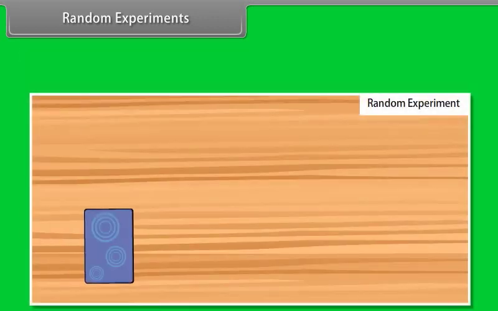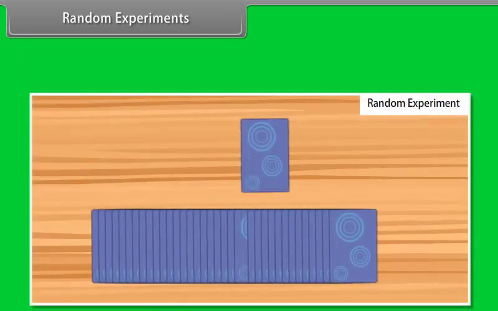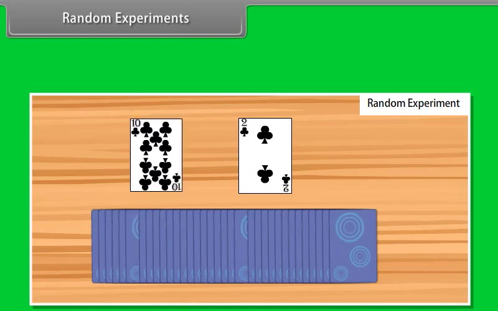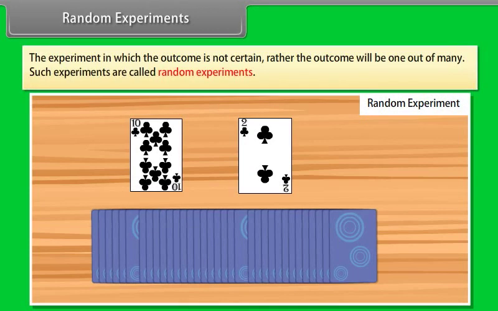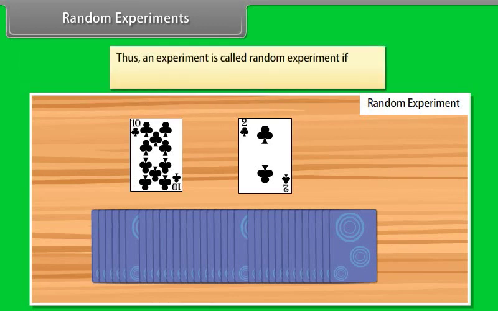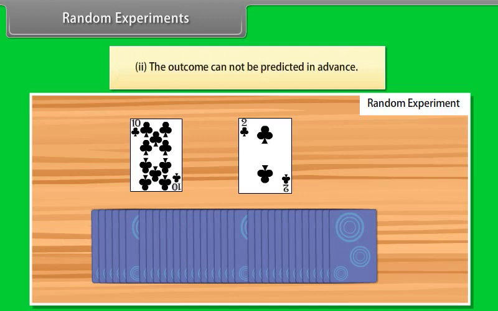But we also perform experiments like drawing a card from a well-shuffled pack of playing cards, where the outcome is not certain. Rather, the outcome will be one out of many. Such experiments are called random experiments. Thus, an experiment is called random experiment if 1. It has more than one possible outcomes and 2. The outcome cannot be predicted in advance.